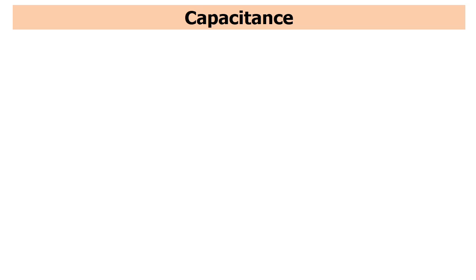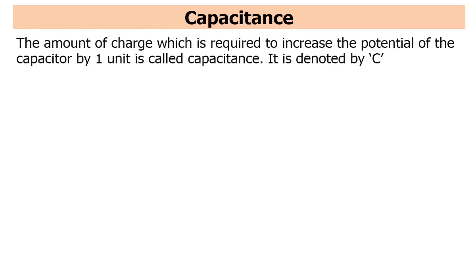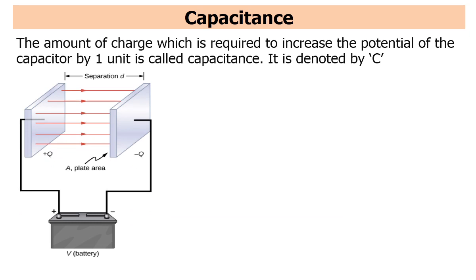Now I am going to talk about capacitance. The definition of capacitance: the amount of charge which is required to increase the potential of the capacitor by 1 unit is called capacitance. It is denoted by C. Let us see the diagram. In the diagram you can see the parallel plate capacitor. The first plate is connected with the positive end of the source, and the second plate is connected with the negative end of the source.